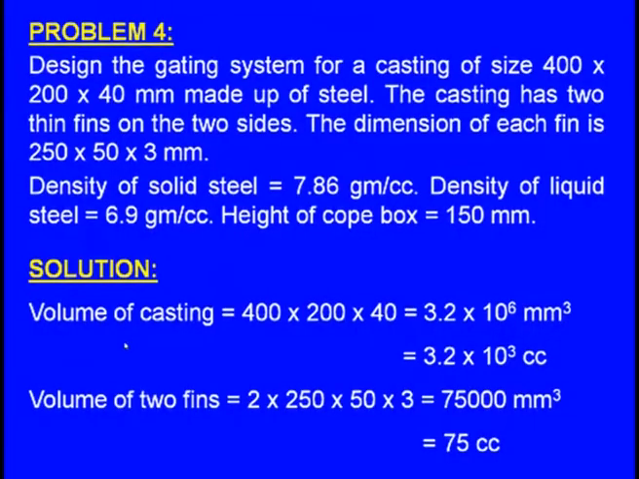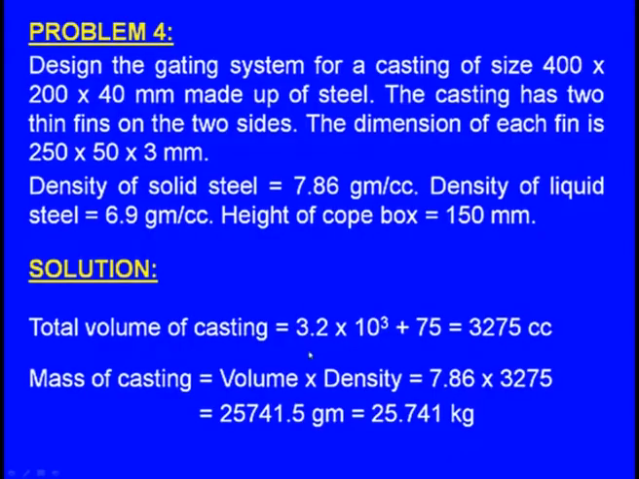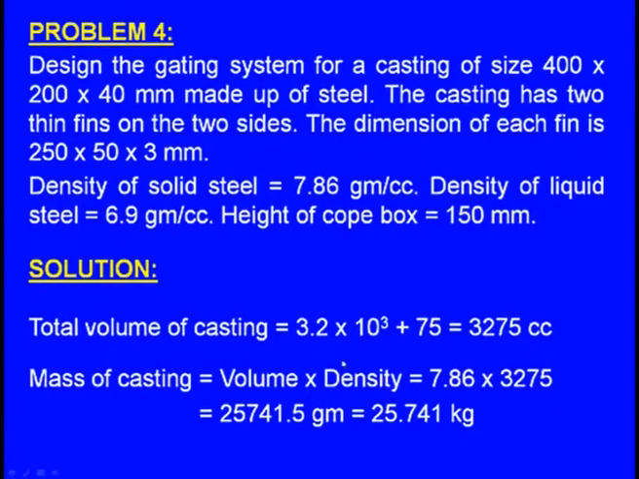Now, initially we need to find out the volume of the casting, that is equal to 3.2 into 10 to the power of 3 cubic centimeters. Next, the volume of the two fins. There are two fins, one on each side. Volume of two fins is equal to 2 multiplied by 250 into 50 into 3, that is equal to 75 cc. Total volume of the casting is equal to 3.2 into 10 to the power of 3 plus 75, where 75 is the volume of the thin fins. So, total volume of the casting is equal to 3275 cc.